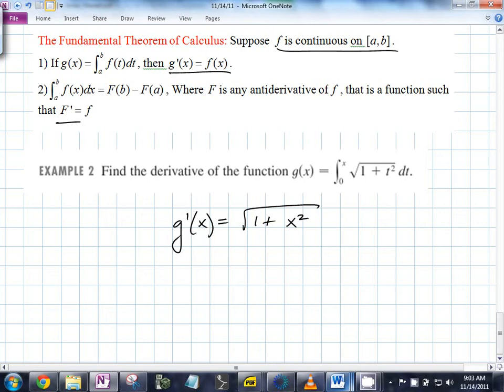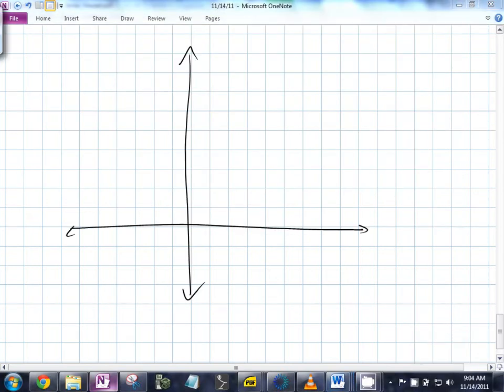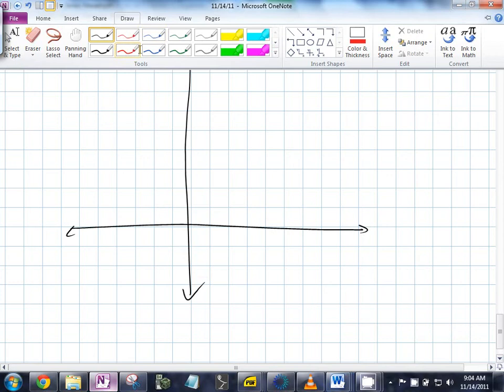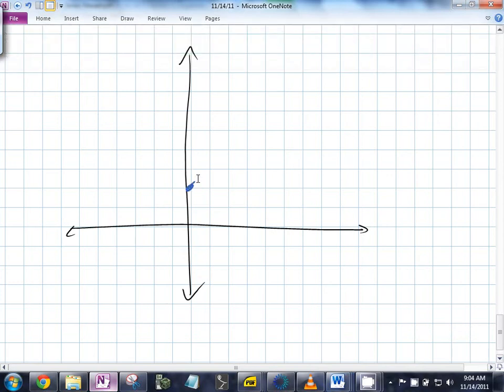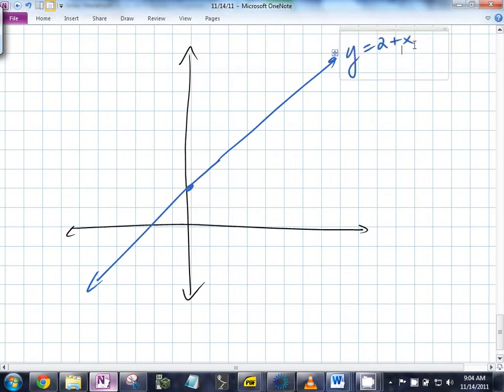We like lines, right? So let's say we had the line, I don't know, y equals 2 plus x. Okay. So let's say f of t equals 2 plus t. Are we okay with that? So I'm going to ask you this.